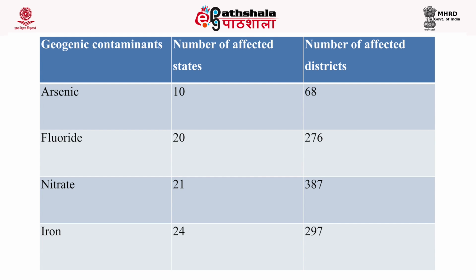This table shows the various Indian states and their groundwater pollution due to naturally occurring substances. As given, arsenic affects 10 states and 68 districts throughout the country. Fluoride contamination is in 20 states and 276 districts. Nitrate is present in 21 states and 387 districts across the country. And iron-affected states are 24 and 297 districts.